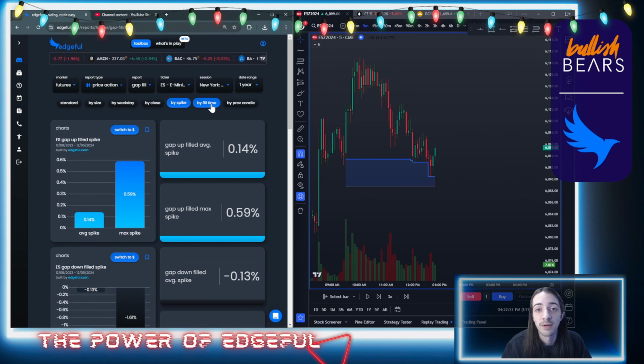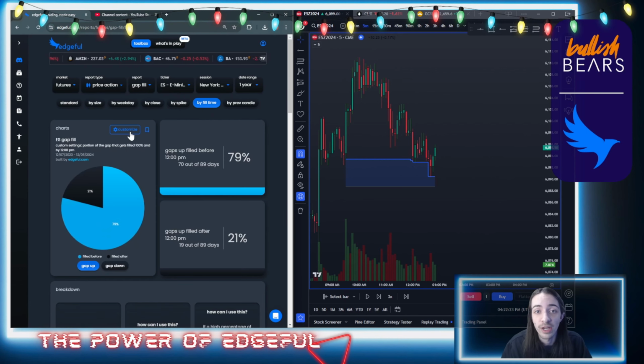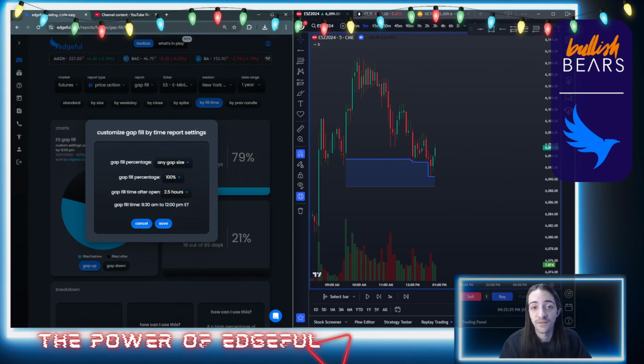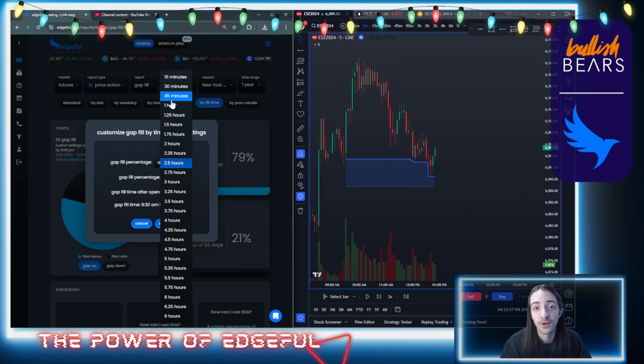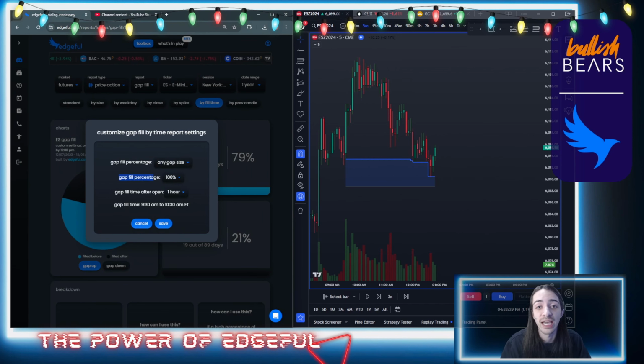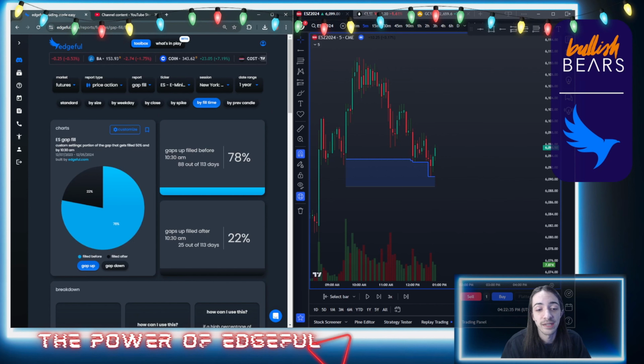Now we could also come to by fill time, right? How often and how fast do we fill our gaps? Is it within the first hour of the day? You could do gap fill percentage 50%. Let's look at 50% filled in the first hour. Let's save that. Look at that, 78% of the time, 88 out of 113 days, we fill 50% of the gap.